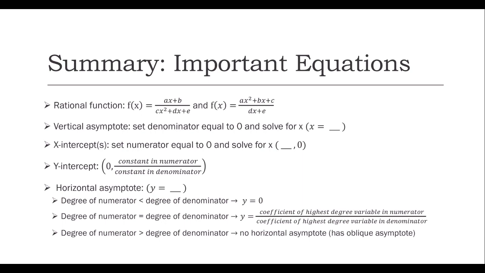For the horizontal asymptote, if the degree of your numerator is less than the degree of your denominator, it'll be y equals 0. If the degree of your numerator is equal to the degree of your denominator, it'll be y equals the coefficient of your highest degree variable in the numerator over the coefficient of your highest degree variable in your denominator. And if the degree of your numerator is greater than the degree of your denominator, there will be no horizontal asymptote, but it'll have an oblique asymptote.